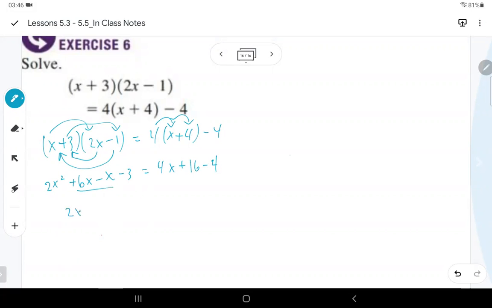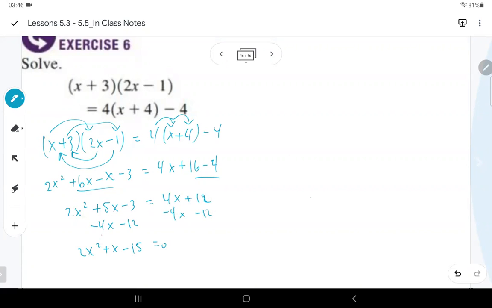These come together, so we have 2x squared plus 5x minus 3. 4x, these come together, plus 12. So we're going to subtract 4x and subtract 12. So we're going to get 2x squared plus x minus 15 equals 0.